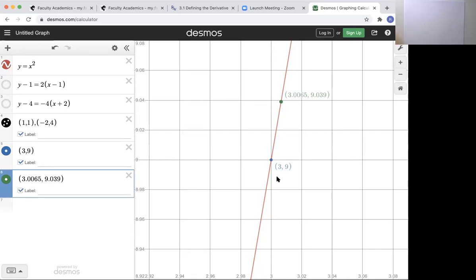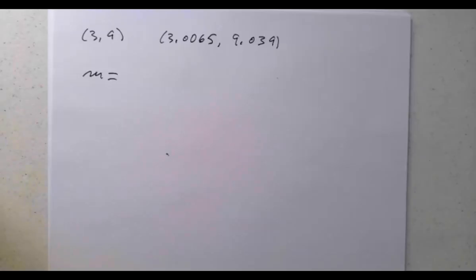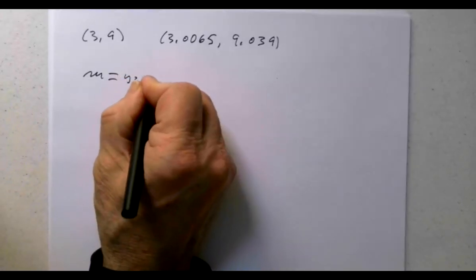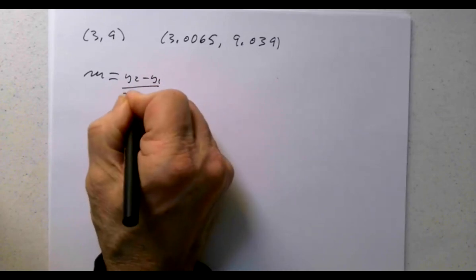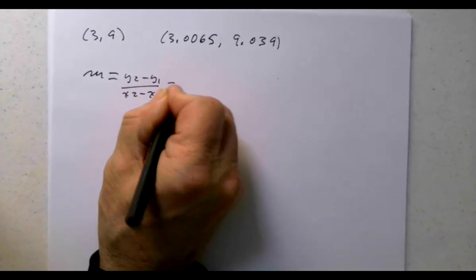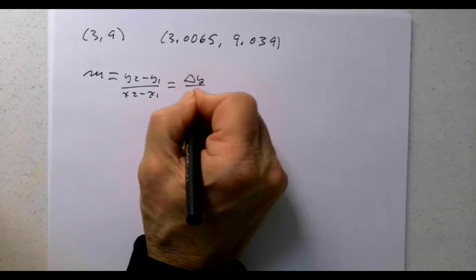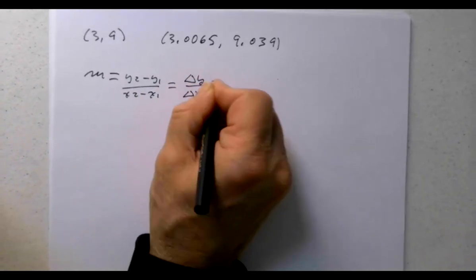The first point is (3, 9). The second point is (3.0065, 9.039). We want to find the slope. So what is the slope between those 2 points? Slope is y2 minus y1 over x2 minus x1. To get us ready for calculus, I prefer this notation, change in y over the change in x.